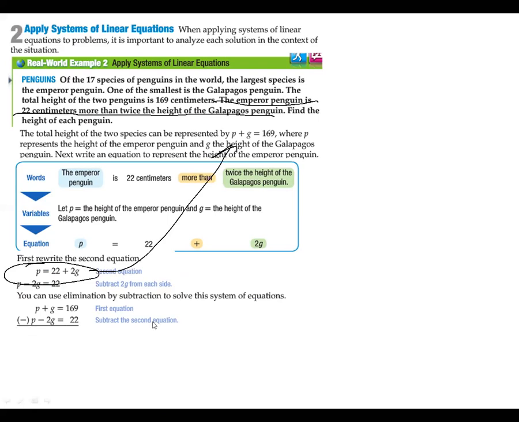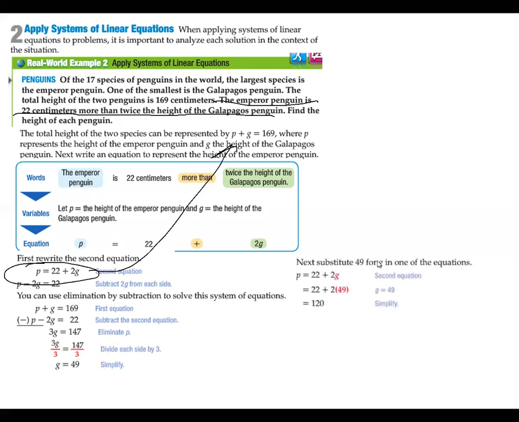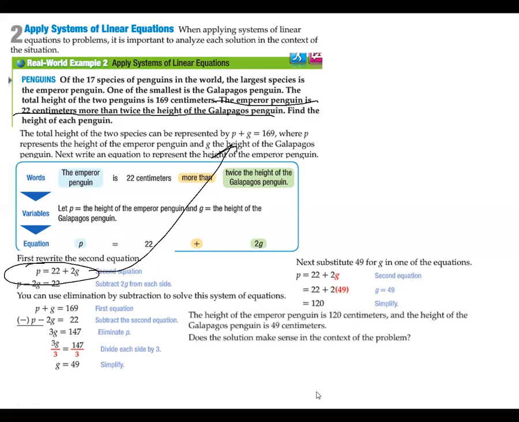So I subtract these two, so P minus P would just cancel out. Now be careful, this is G minus a negative 2G, which is going to give you 3G. 169 minus 22 is 147. Divide both sides by 3, and I get G is 49. Okay, well, next substitute 49 for G in one of the equations. So I'm going to substitute it in the one that's already solved for P. That's 120. Now the solution would be G comma P.